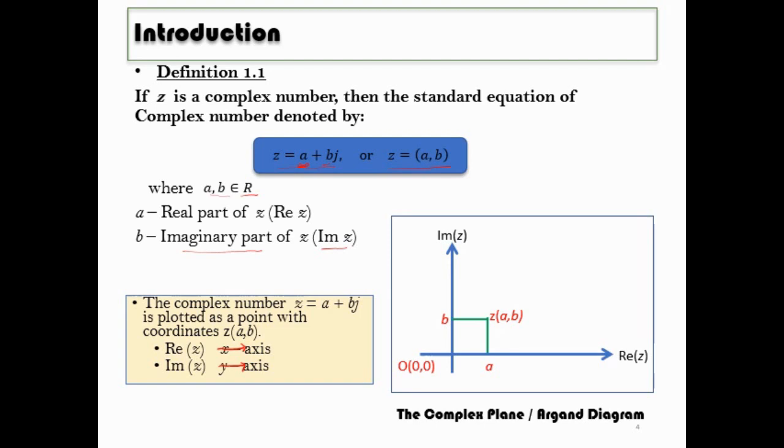If we want to represent the complex number in a complex plane or Argand diagram, the complex number z equals a plus bj is plotted as a point with coordinates (a, b). So here, Re(z) is the x-axis, the real part. And Im(z), the imaginary part, is the y-axis. So a is the coordinate at x and b is the coordinate at y, giving the point of z. That's how we represent a complex number in the complex plane, and also the standard form of a complex number, z equals a plus bj. We commonly use this.